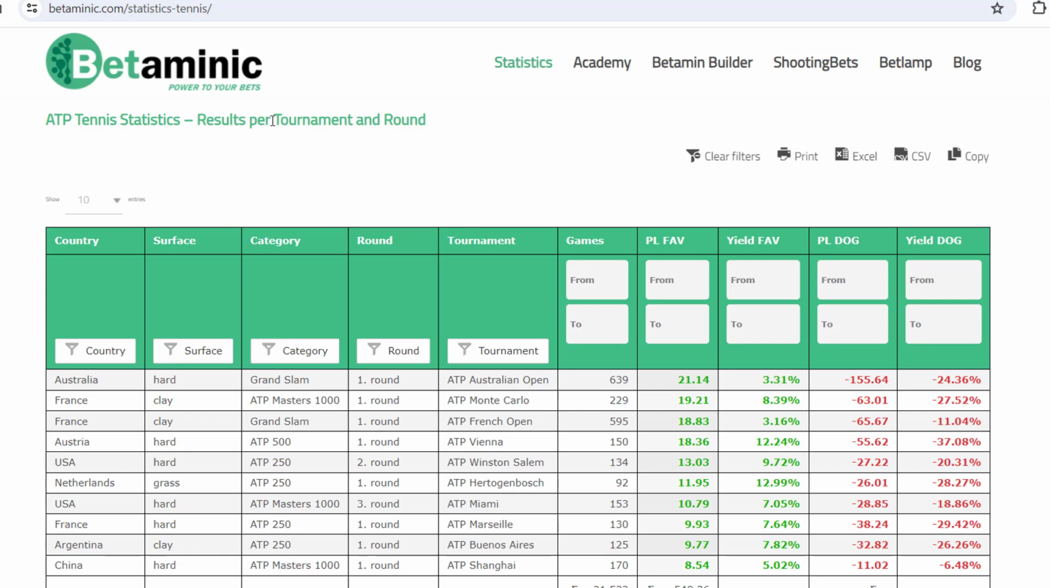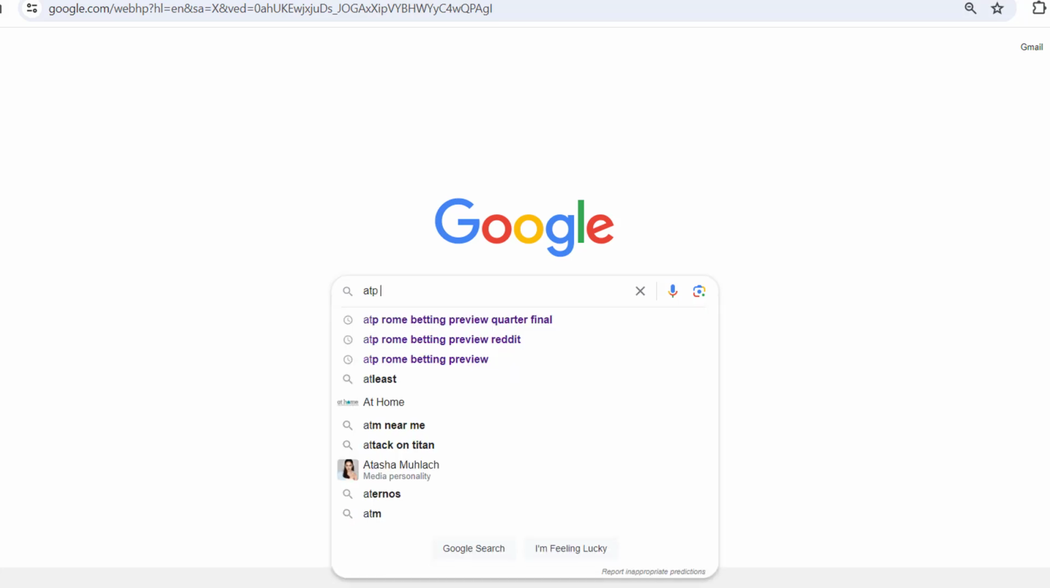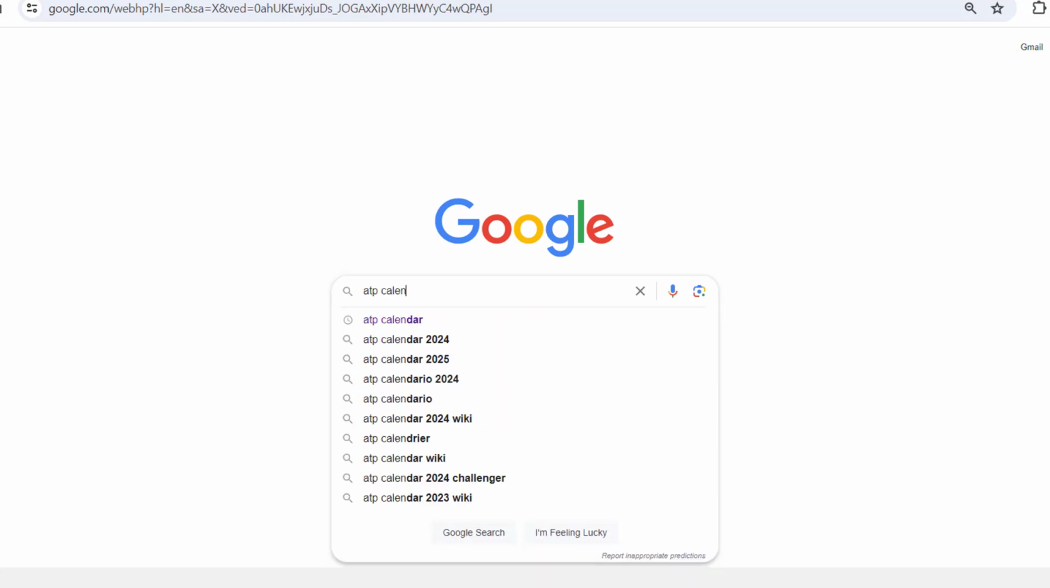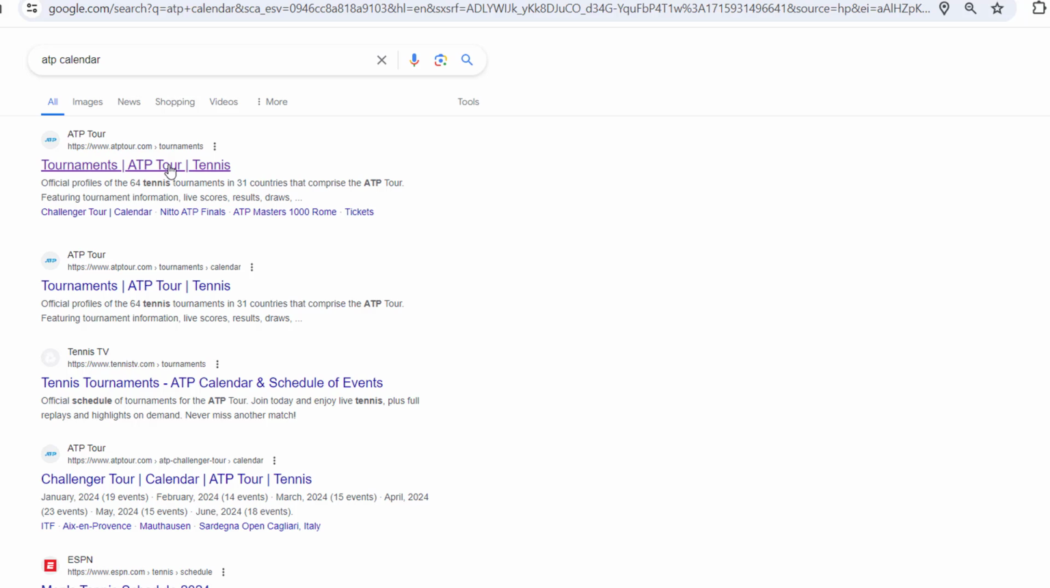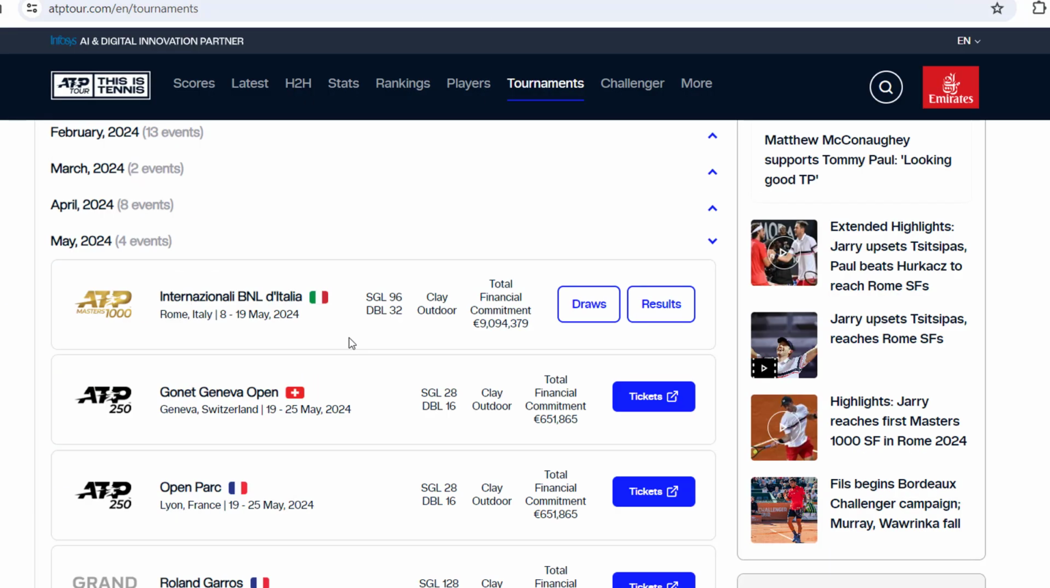So what I did was go to Google and type in ATP calendar, and then I went to the first result I got, which was tournaments ATP Tour. From here, I can see what tennis tournament is happening now. So right now is the ATP in Rome, and that started on the 8th of May, and it's nearly finished. It'll finish on the 19th. And then the next tennis event after that is going to be the ATP 250 in Geneva.